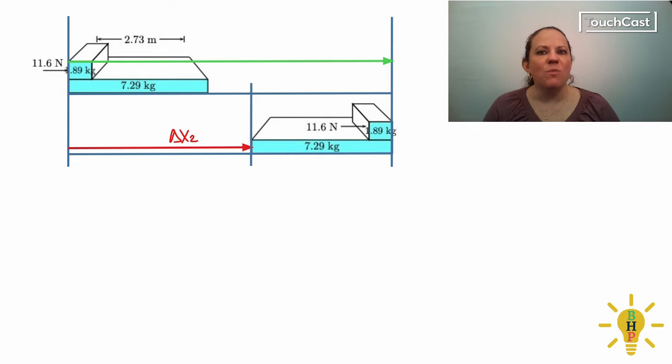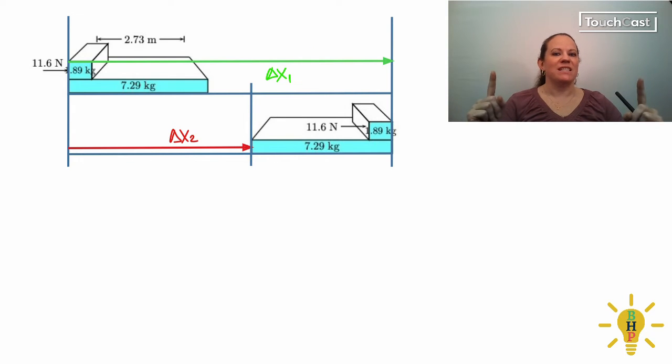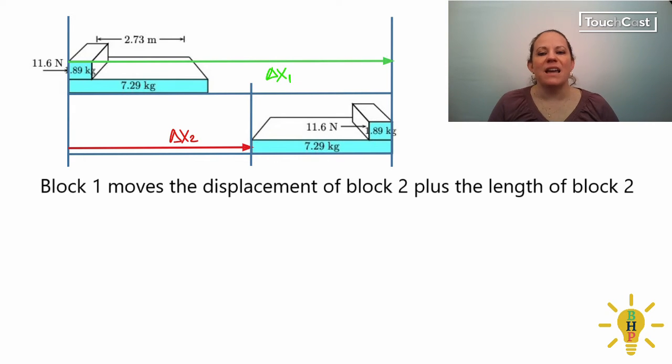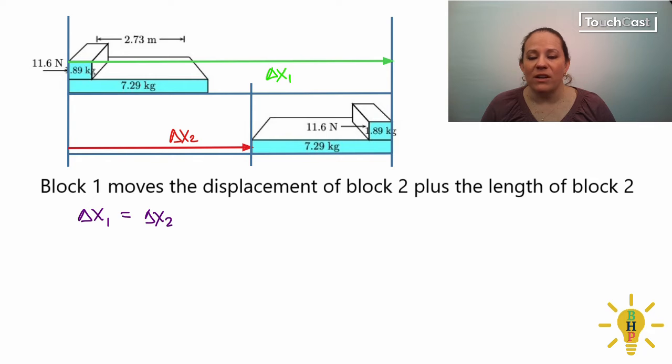And my smaller block has gone not just the displacement of my large block, it's also traveled an additional distance to the end. So we can say that block 1 is going to move the displacement of block 2 plus the length of block 2. So if we write that mathematically, delta x1 is equal to delta x2 plus that 2.73 meters, which is the length of the second block.